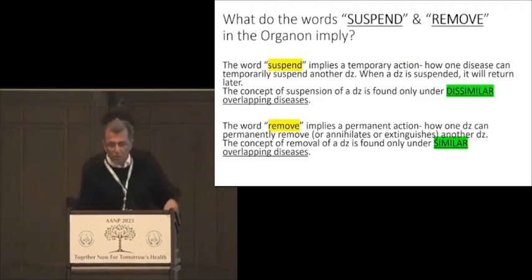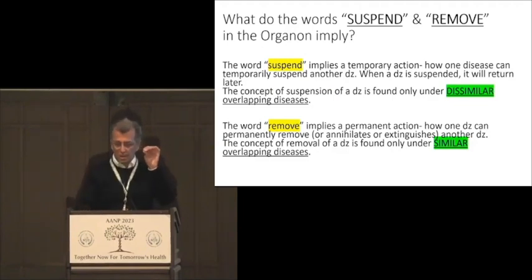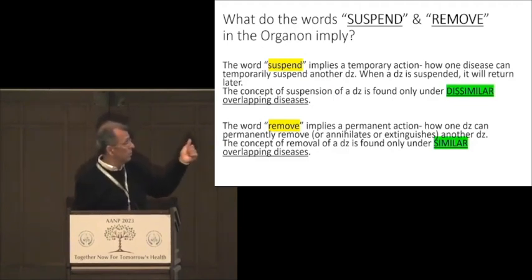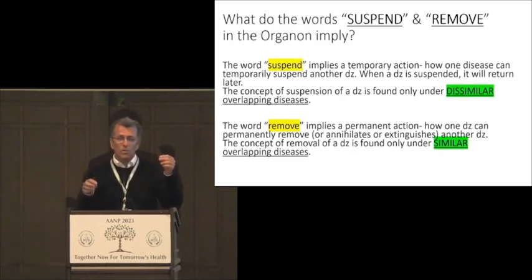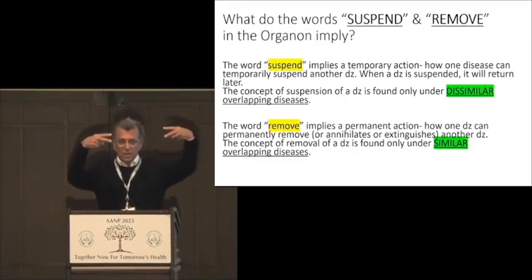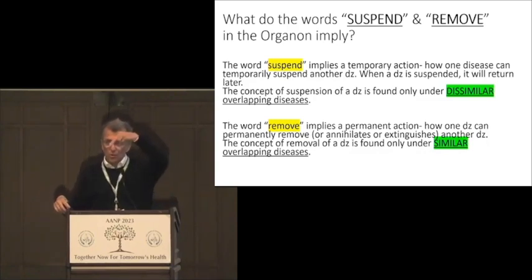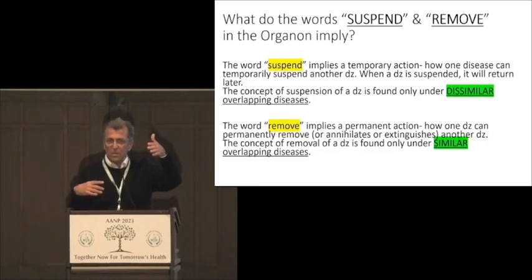Two major words that you're going to see on this piece of paper that you need to totally understand. One word is suspend, the other one is remove. When we say suspend, we're basically implying that when you have two overlapping diseases, one is suspending another, and then when the first one goes away, does its thing, if it doesn't kill you, the disease that was suspended returns. So the word suspend implies the returning of the disease that was suspended.